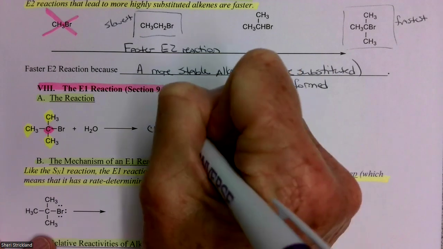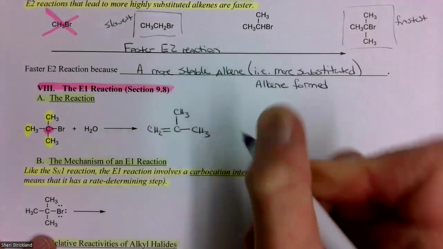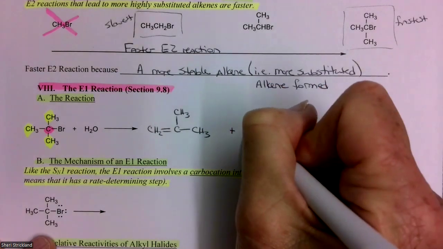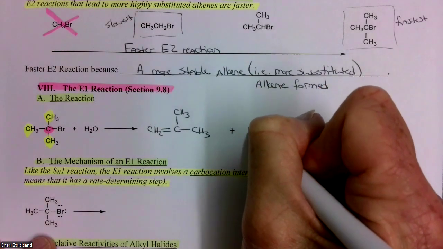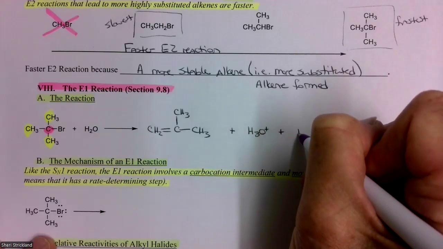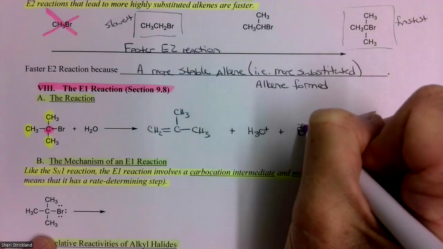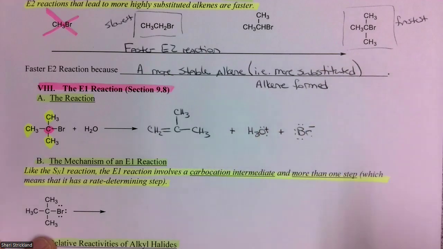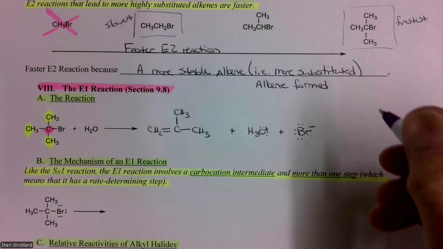This alkene right here would be 2-methylpropene. And then the conjugate acid of your base and your leaving group. And we'll just do that. Okay, so this is E1.